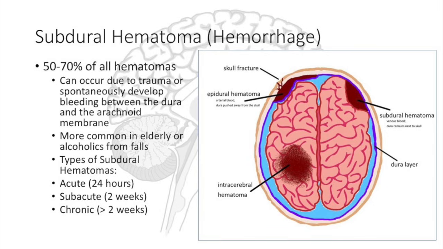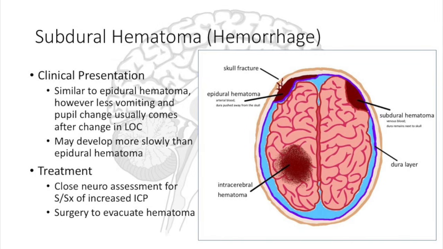The clinical presentation of subdural hematomas includes those similar to an epidural hematoma. However, there's less vomiting, and pupil change usually comes after the level of consciousness. This may develop more slowly than the epidural hematoma, as we mentioned in the previous slide. Treatment includes a close neuroassessment for signs and symptoms of increased intracranial pressure, and surgery to evacuate the hematoma. And here's a picture where you can see the different types of hematomas.